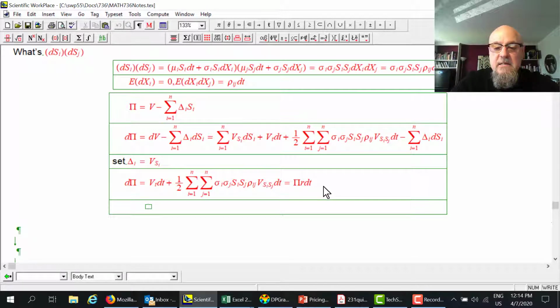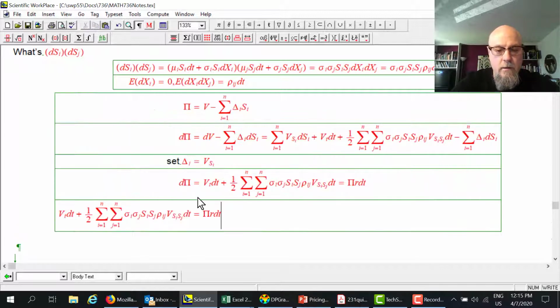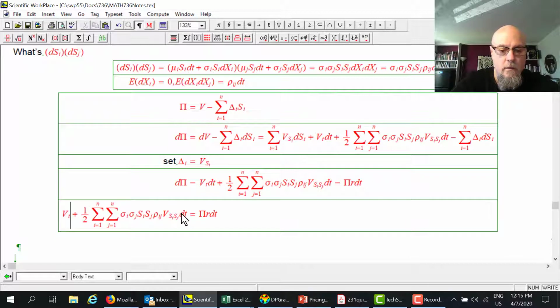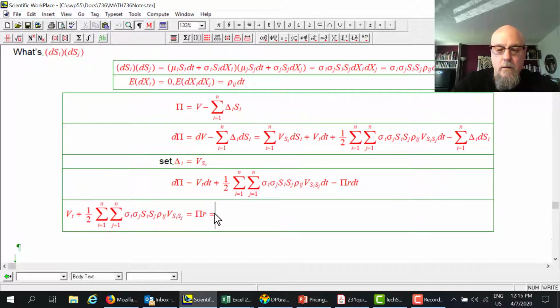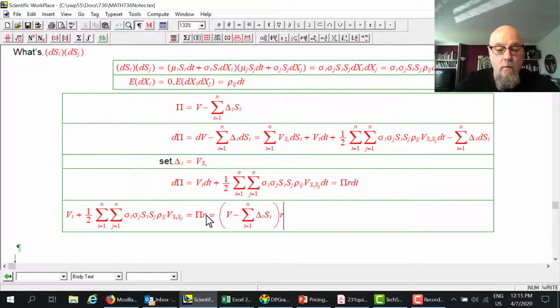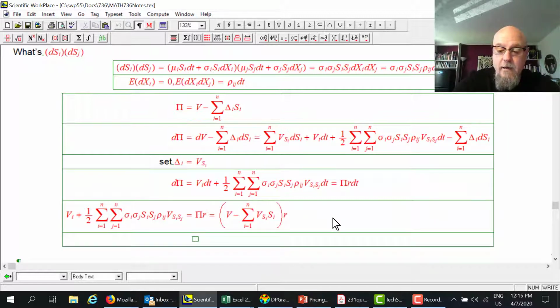Now, I can cancel the dt off all three parts. And pi was minus this delta s sub i. I'm just replacing for what pi is, r. Oh, but what's delta? We set delta equal to this V sub s sub i, the partial derivatives. Okay, we're right there.